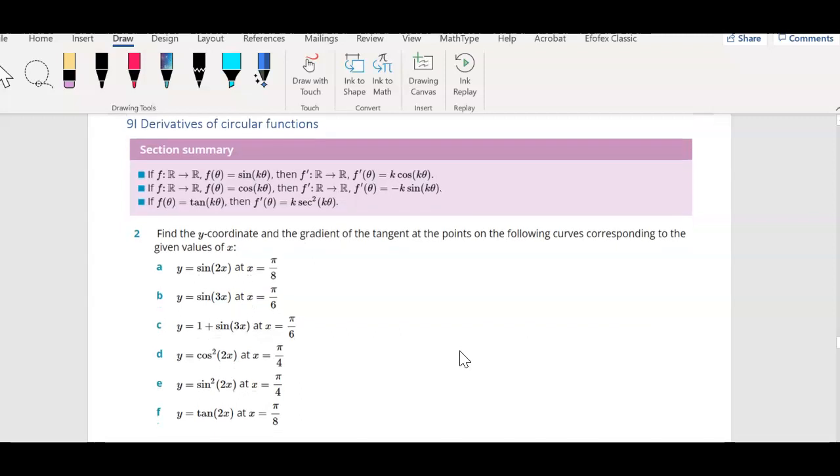We've got question 2. So instead of just finding the derivative, we're going one step further and substituting in the x value. So we get a gradient at a point, or the gradient of the tangent at a point, which is the same thing, and then the y coordinate.